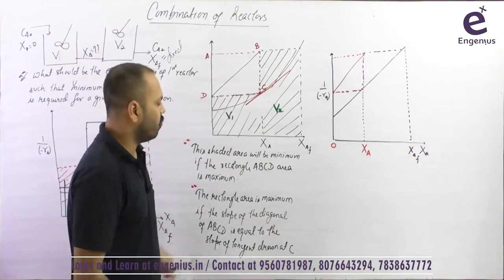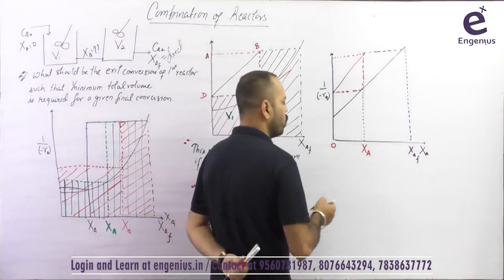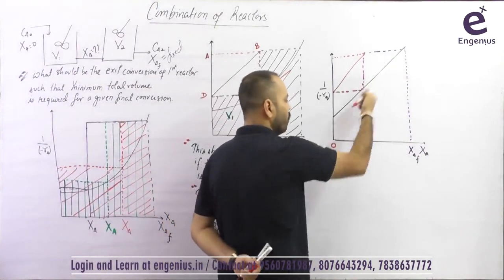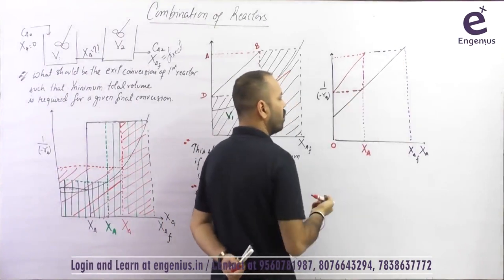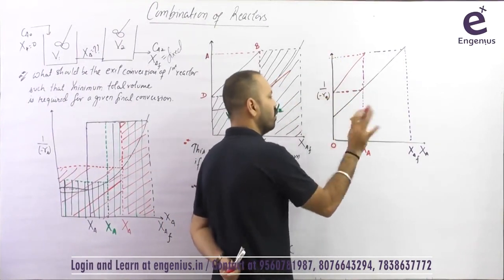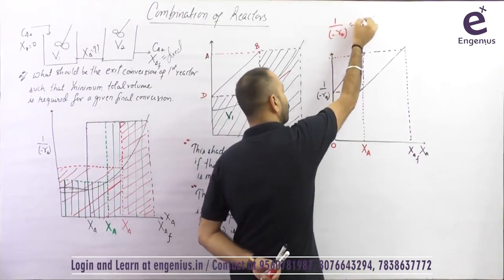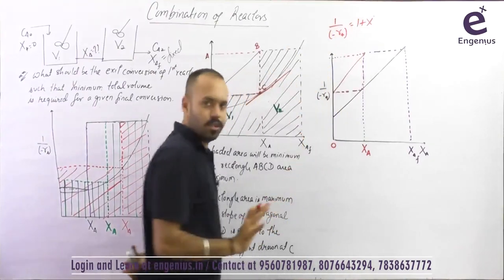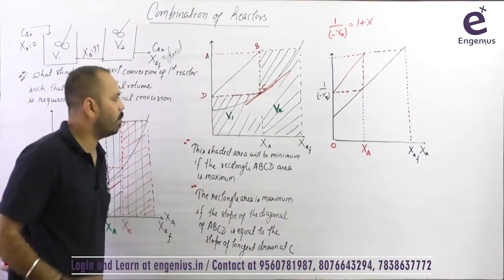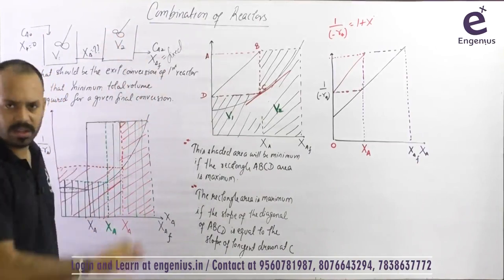Now for a linear curve, if I ask you what is the value of conversion, you are going to say it is the slope of this line. And what is the slope of this line? This value you can always calculate. Suppose the 1 by rate expression is given to you. Suppose I'm taking this expression: 1 by rate is equal to 1 plus x. I hope now there won't be any problem. So this scenario is there.